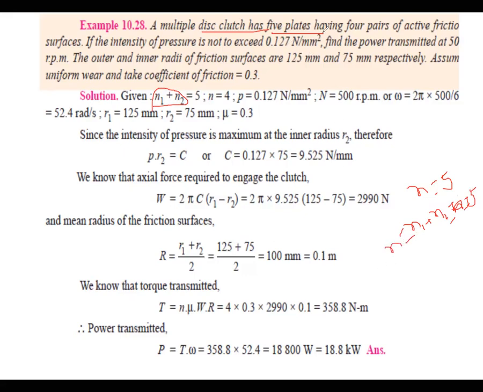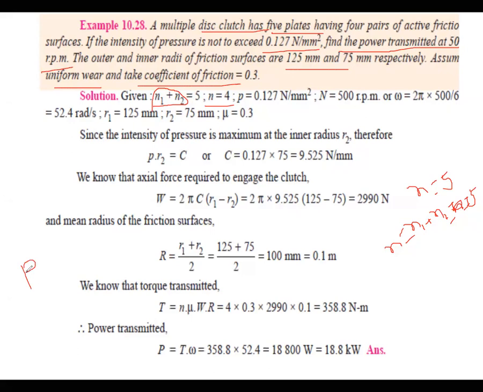Right. 5 plates having 4 pairs of active frictional surfaces. Number of pairs is 4. Then if the intensity of pressure is not exceeded, the power is transmitted at 50 rpm. The outer and inner radius are also given. Assume uniform wear. Take the coefficient of friction as given. Find the power transmitted, P.